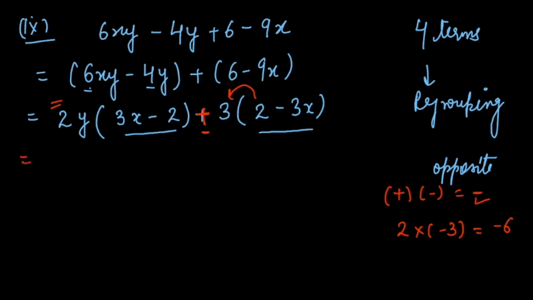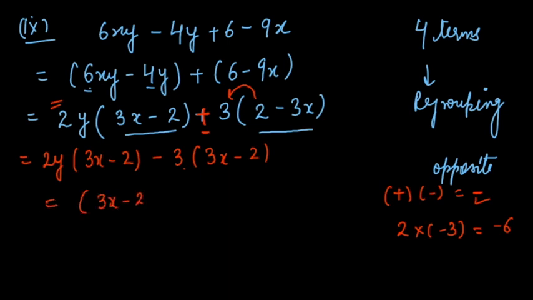So what will it be? 2y (3x minus 2). I am taking a minus common, which makes it minus 3, and I can write it as 3x minus 2. Now from both the terms, 3x minus 2 is common. I am left with 2y along with the sign minus 3. So these are the factors of the given expression, which was of four terms. So this question is finished with this.